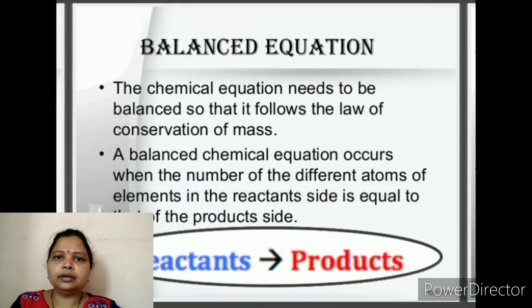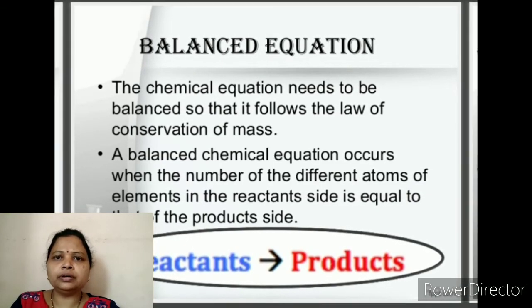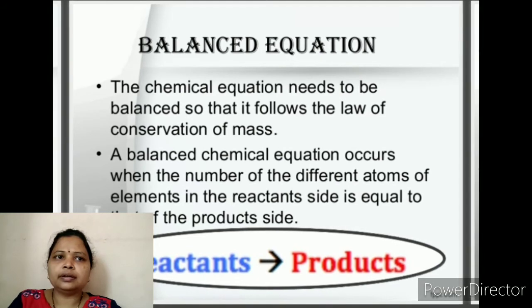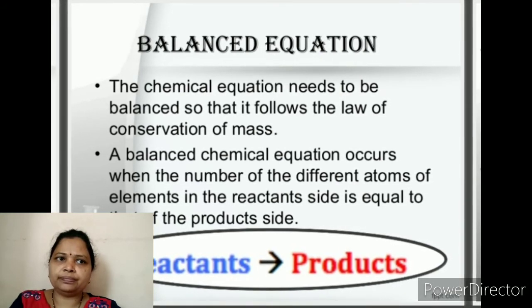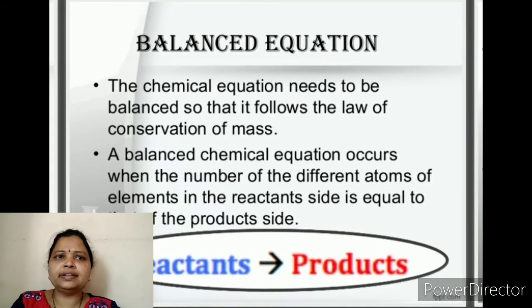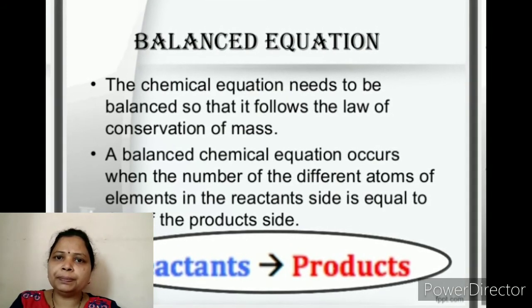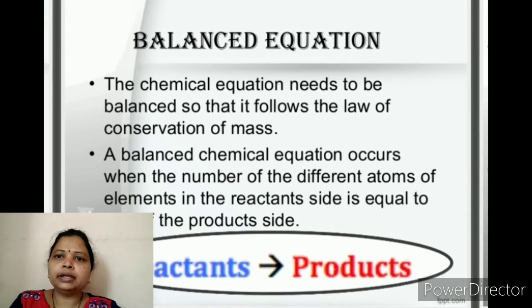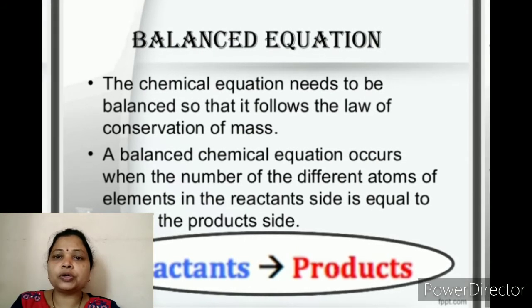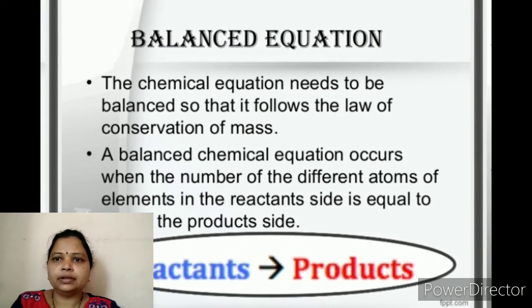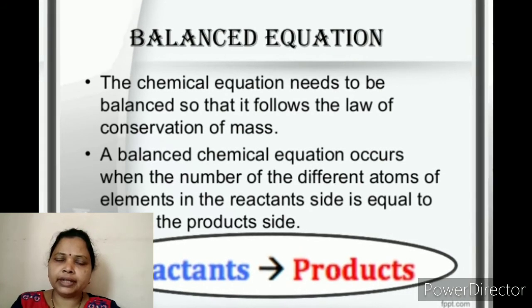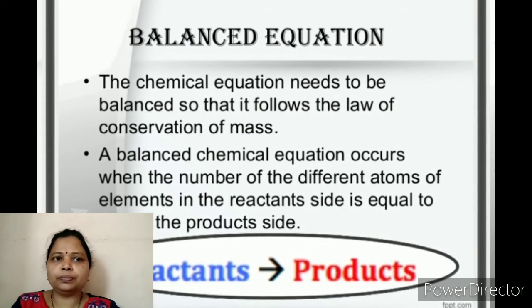Then we discuss the very important balanced equation. The chemical equation needs to be balanced so that it follows the law of conservation of mass. We discussed the law of conservation of mass in standard ninth.